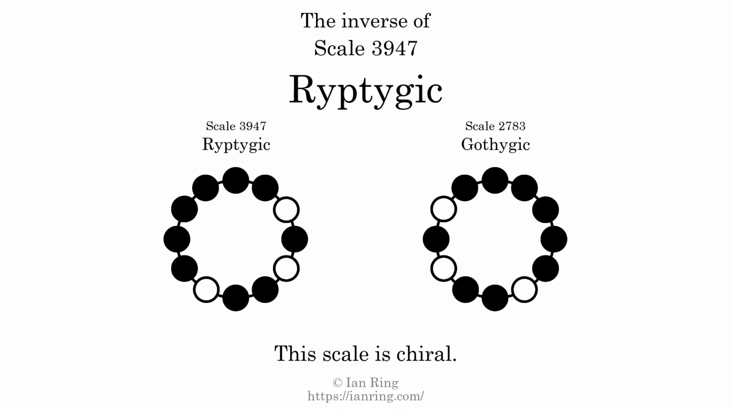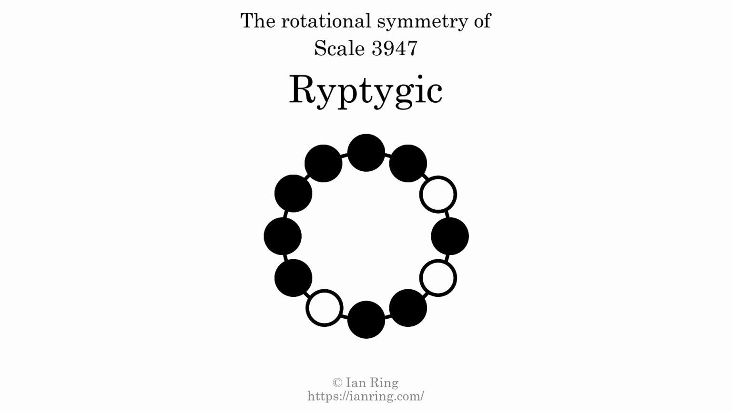The inverse of a scale is a mirror image. It is what you get when the sequence of intervals is reversed. The inverse of this scale is scale 2783, also known as Ryptygic. This scale is chiral. It cannot transform into its inverse by rotational transformation. This scale has no rotational symmetry.